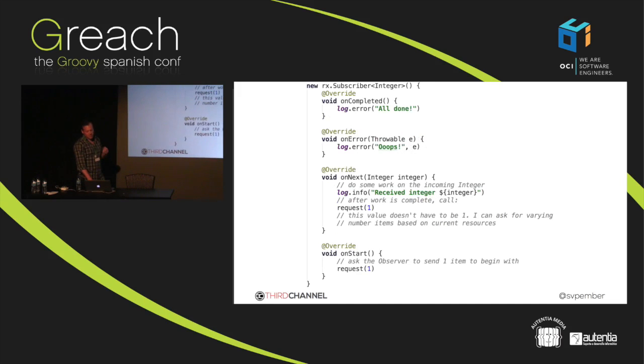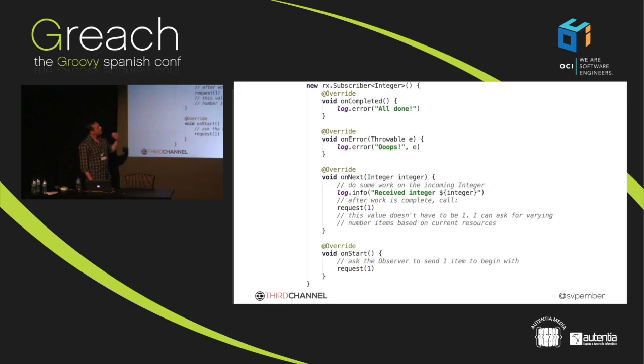So here's an example of a subscriber. A subscriber contains those same three methods we just saw. And I apologize, I didn't realize it would cut off the top of the slide there, but the class would say new rx.subscriber.